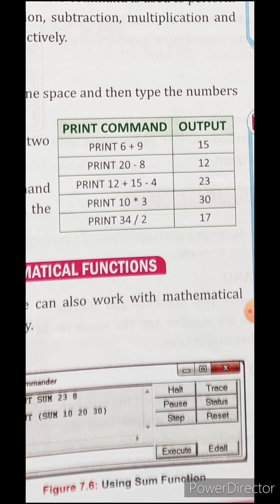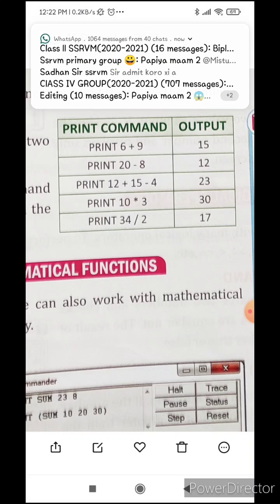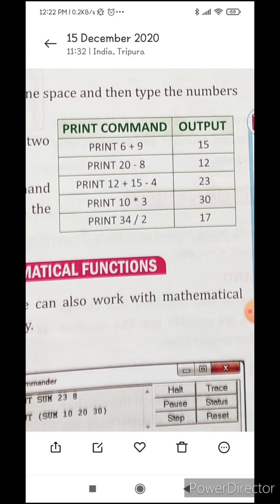And in this portion, that means print 10 multiplied by 3. So the multiplication symbol, in our physical world we used to give x or the cross symbol, right? But in case of computer, it will not understand the language of x. So in place of x, we will give asterisk. Okay, asterisk. The symbol name is asterisk. 10 asterisk 3, that means 10 multiplied by 3 equals 30.